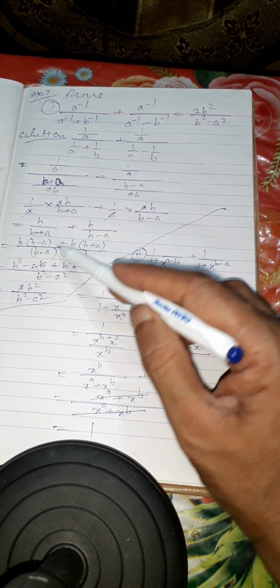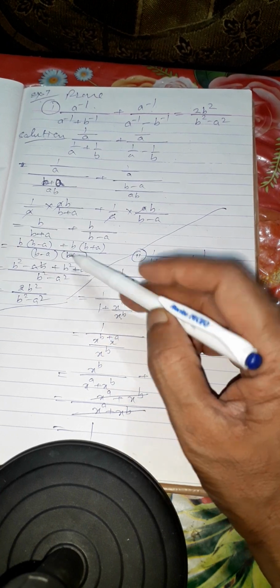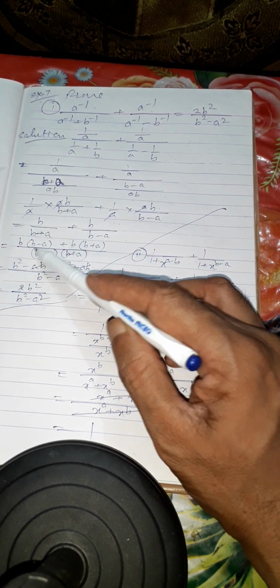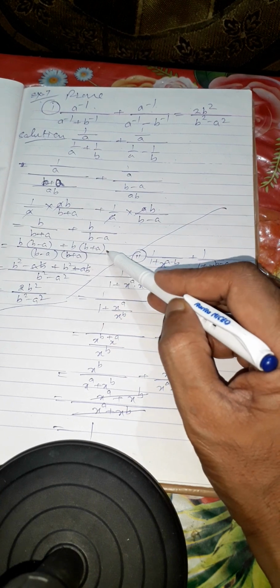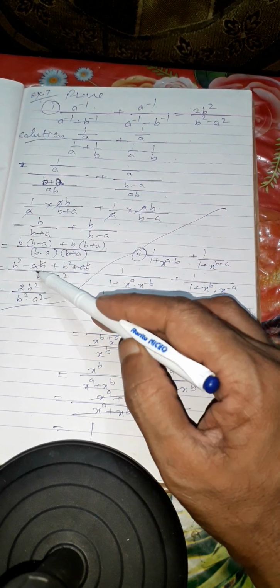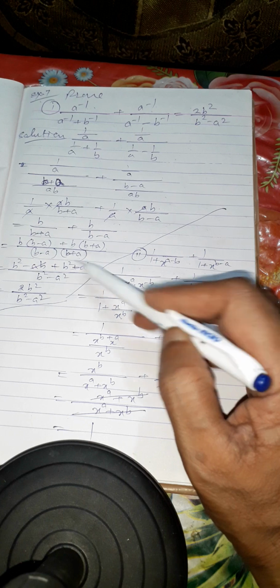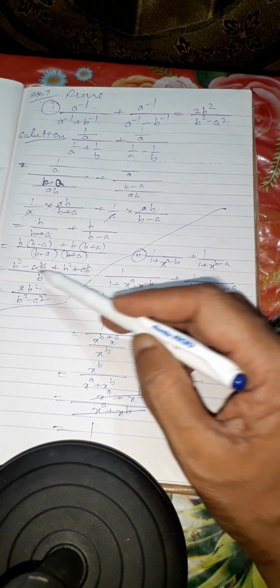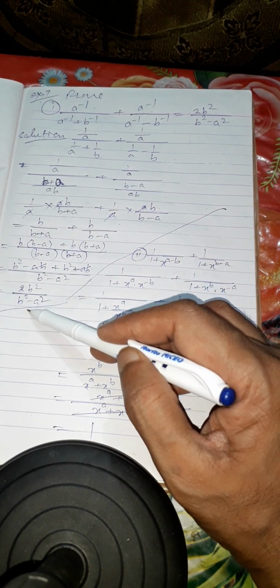When we take the LCM of b minus a and b plus a, we take b(b minus a) plus b(b plus a). It is b square minus ab plus b square plus ab. Both ab are cancelled. We get 2b square upon b square minus a square.